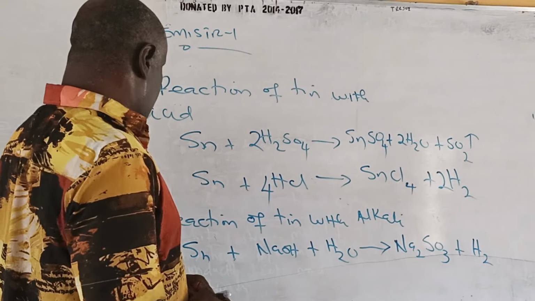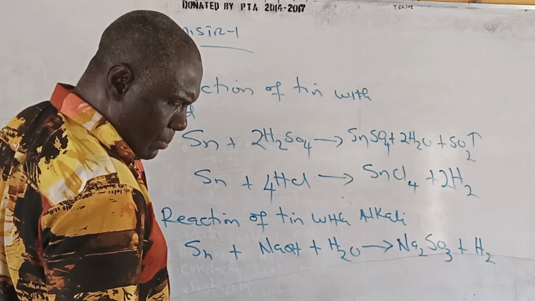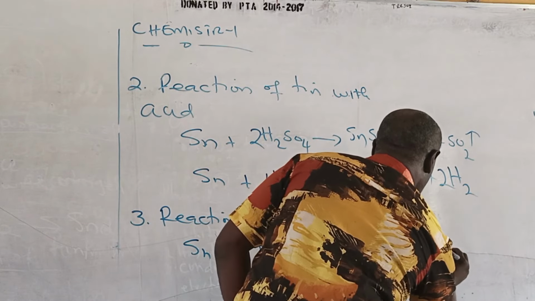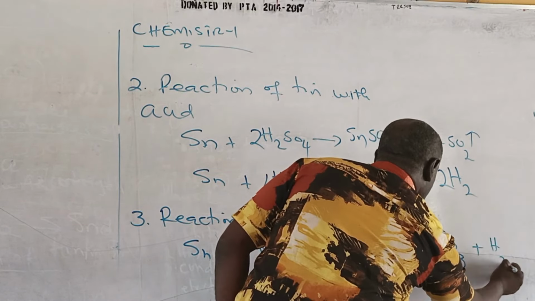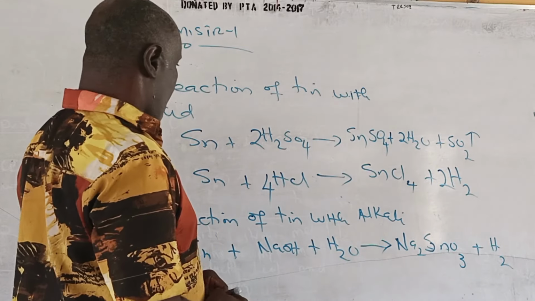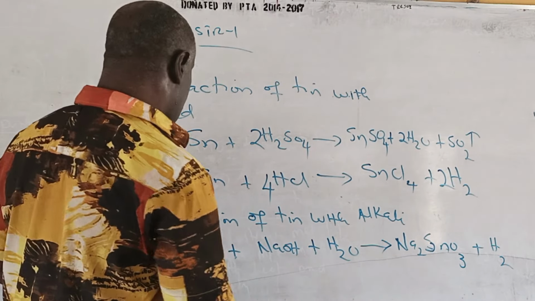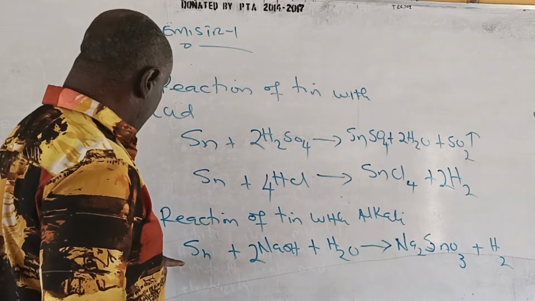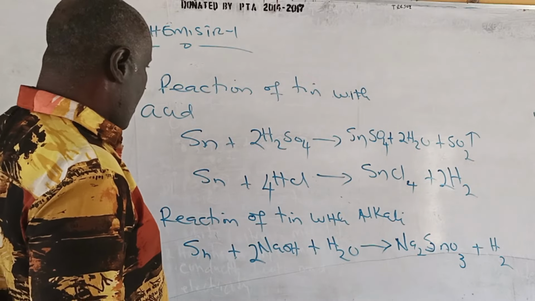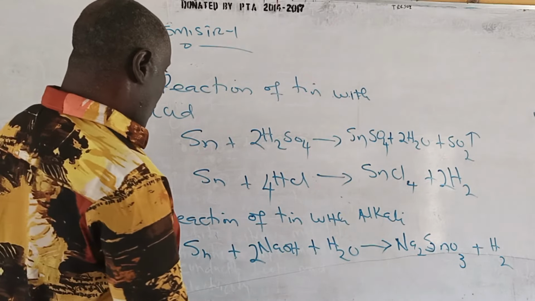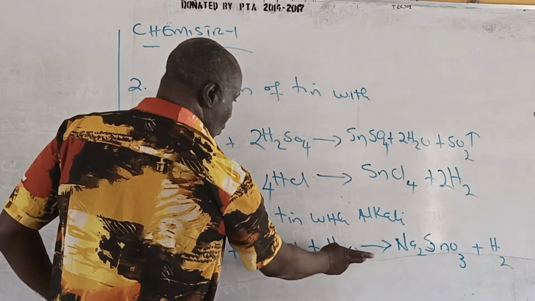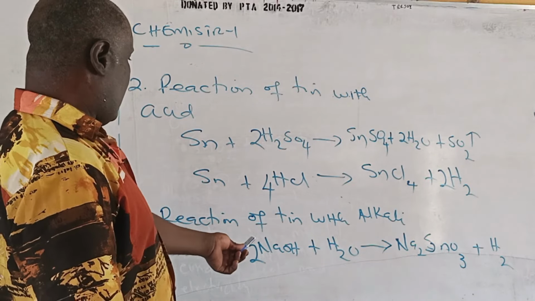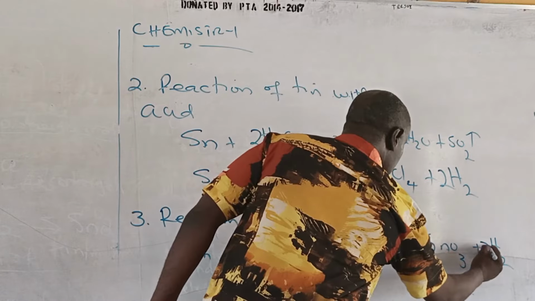Let's see if we can balance it. Sodium is 2 on the right hand side and it's 1 here. We put 2. Tin is 1 here. It's 1 here. Oxygen is 3. So we have 2 atoms of oxygen and then 1 atom. Then hydrogen is 2 here, but is 4 here. So we put our 2.